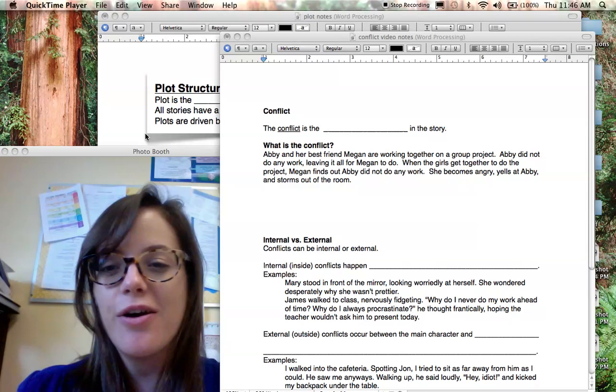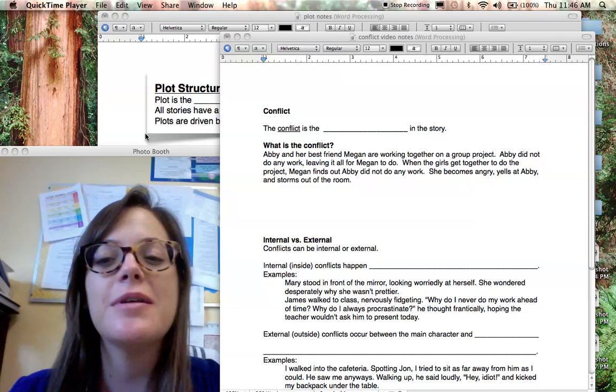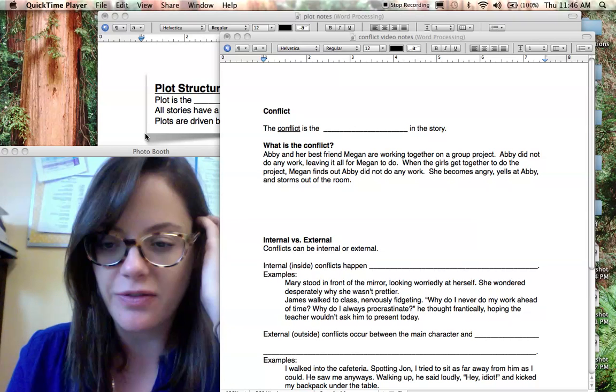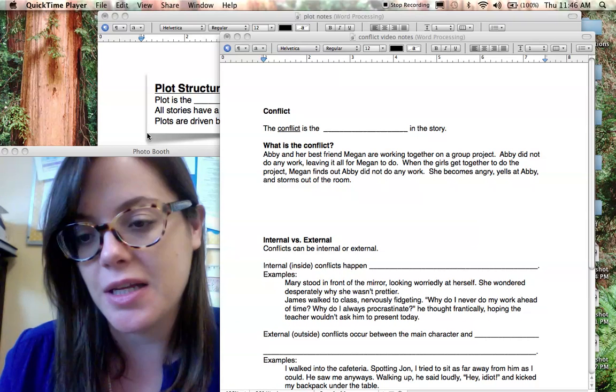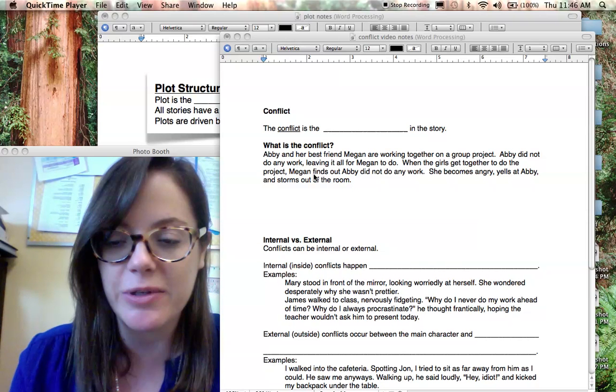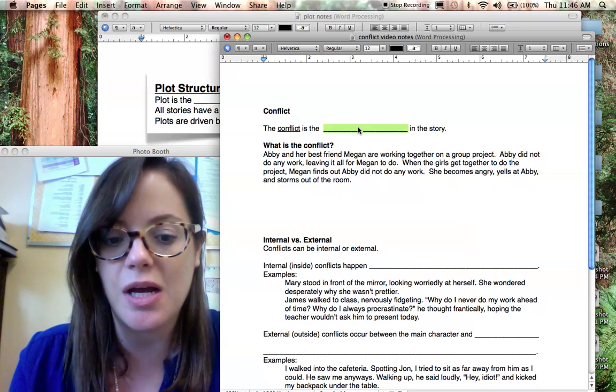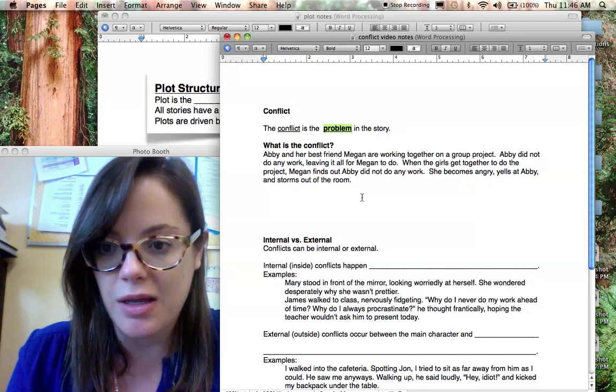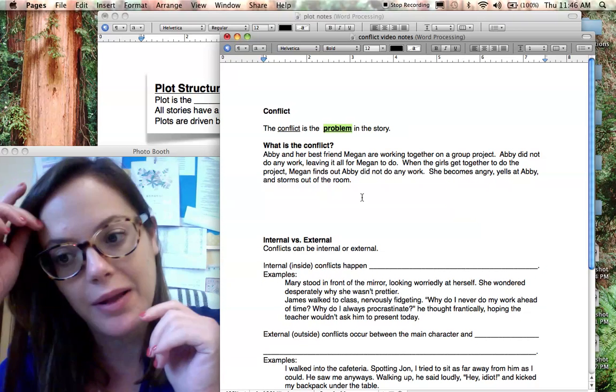Hey guys, today we're going to be talking about conflict and plot. Okay, so let's start with conflict. When we talk about conflict in a story, it's kind of the same as when we talk about conflict in real life. We're talking about the problem in the story. Make sure you're filling in that blank right now.